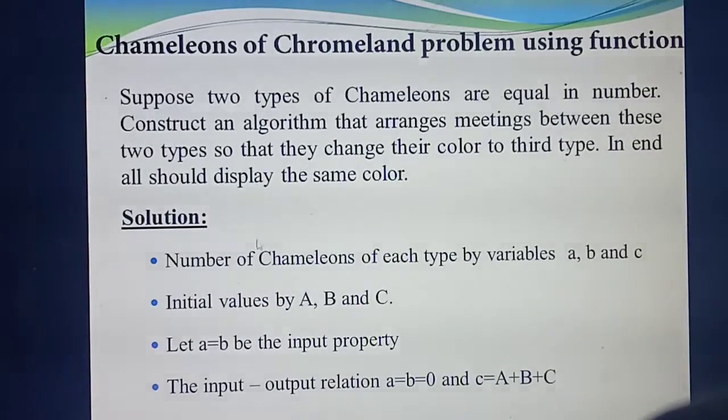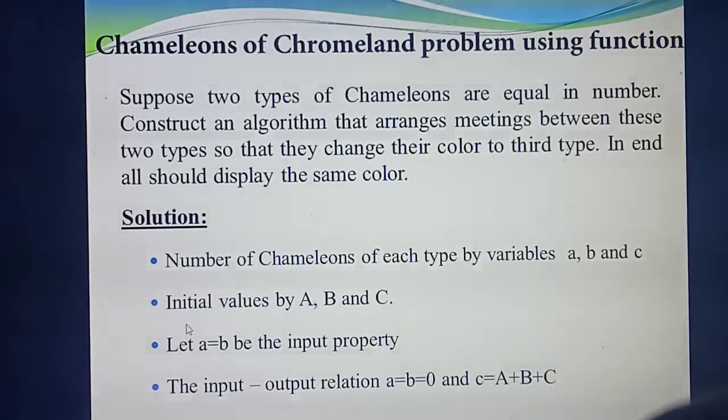First, listen. Number of Chameleons of each type, a very important question. The number of Chameleons of each type is given by variables A, B and C. I said Chameleons of two types, so the same in number means they are going to change to the third type. So how many variables are required for this? 3. Two Chameleons types equal in number are going to change to the third one. So the number of Chameleons of each type is declared by the variables A, B and C. Understood the first point?